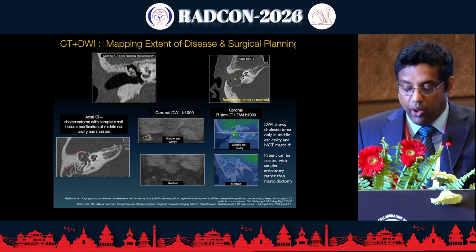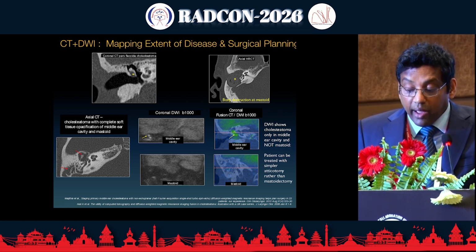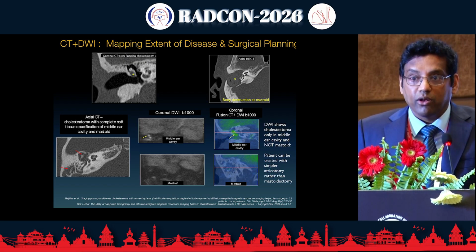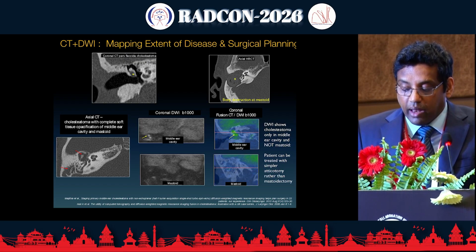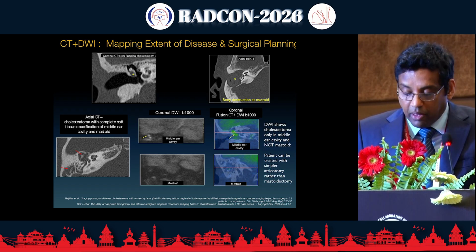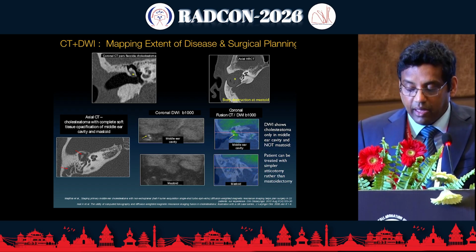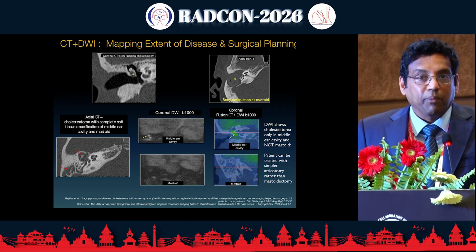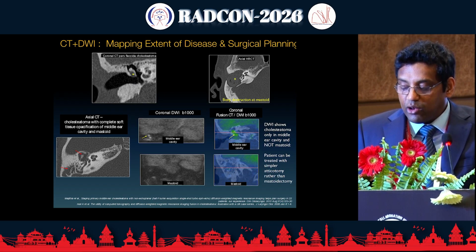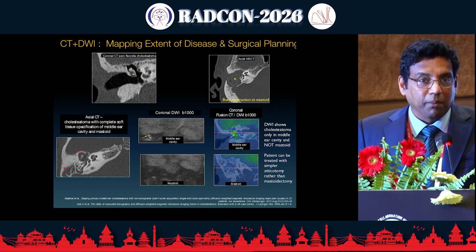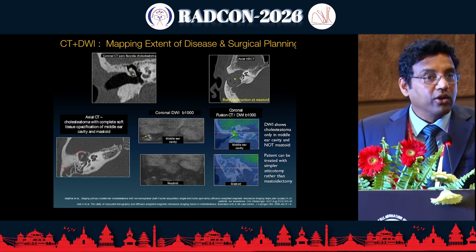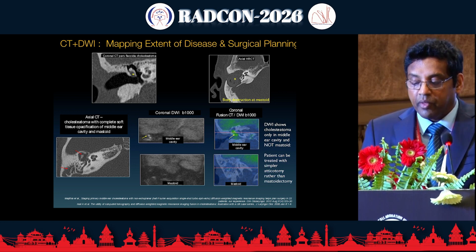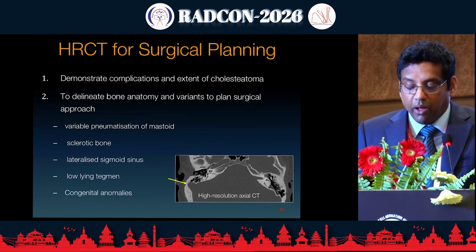So we do DWI, and you see cholesteatoma lighting up in the middle ear cavity. And why do they light up? Because of the keratin. Remember I told you about the keratin? So on the b1000, the middle ear cavity is lighting up, but in the mastoid, there's nothing, yeah? So in this patient, the cholesteatoma is only in the middle ear cavity and not in the mastoid. That's good news for this patient and the surgeon, because the surgeon can just do an atticotomy and clear the disease in the middle ear cavity without needing to do a mastoidectomy. So that's where DWI plays a part.